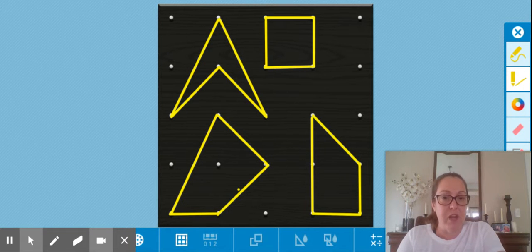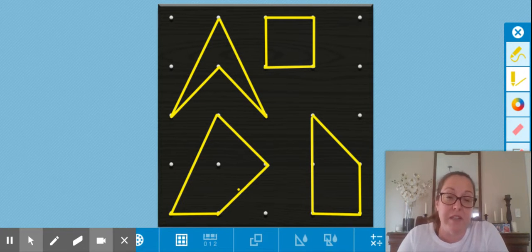So if you look here, we've got one side, two sides, three sides, four sides. Over here, we've got one side, two sides, three sides, four sides. One side, two sides, three sides, four sides. And then this one was really easy because it looks like a square. So you know it's 1, 2, 3, 4.